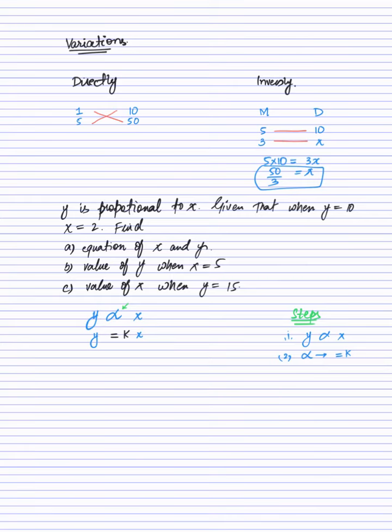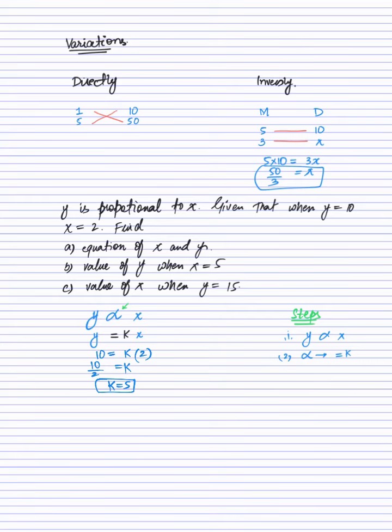Now k is a constant and you need to find the value of k first. For the value of k, x and y must be known, and you can see that y is known and x is known. So I am going to place the values of x and y. It says when y is 10, k we don't know, but the value of x is 2. So k equals 10 divided by 2, and k equals 5. So you have the value of k as 5, found with these two steps.